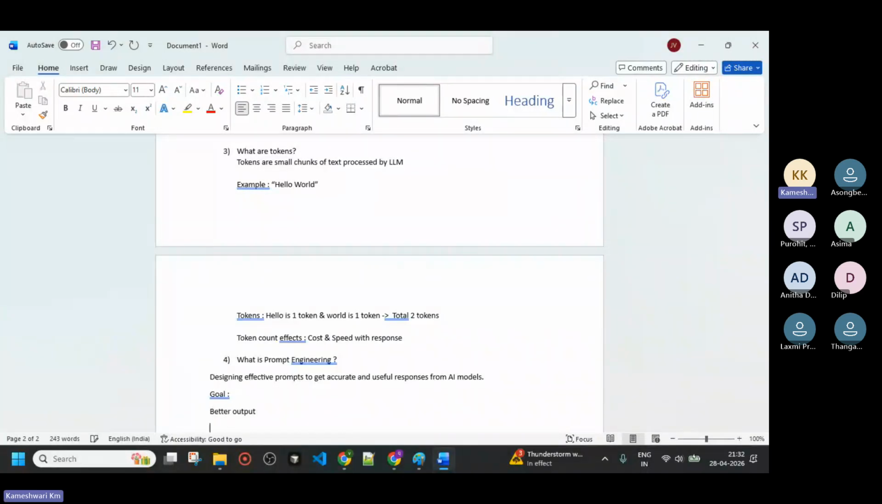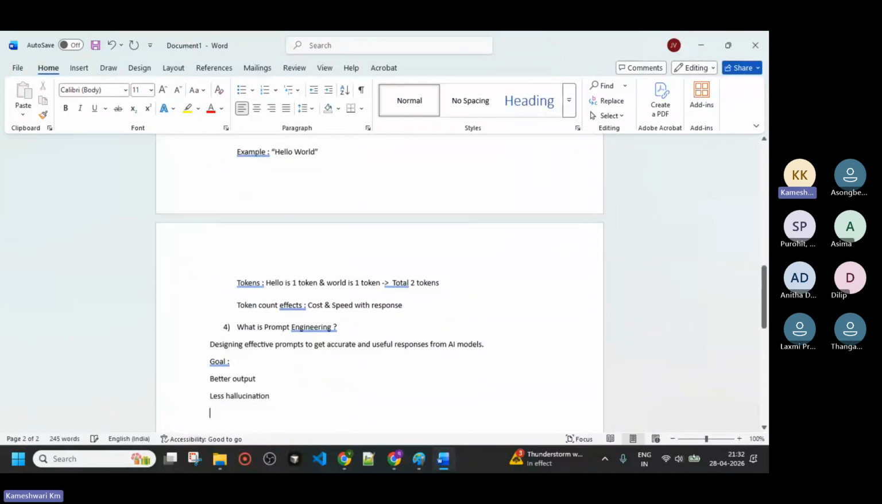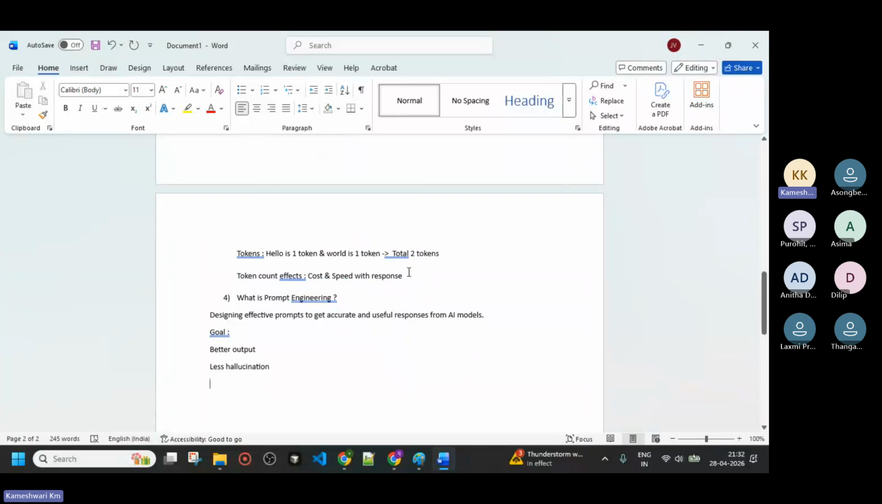And with prompting, what can we control? Less hallucination. Hallucination will be there, but we are controlling it. Prompting is the first place where we control the hallucination. And we can make structured responses.